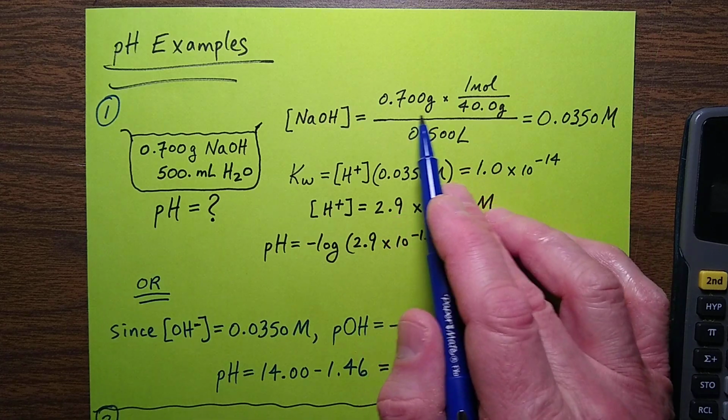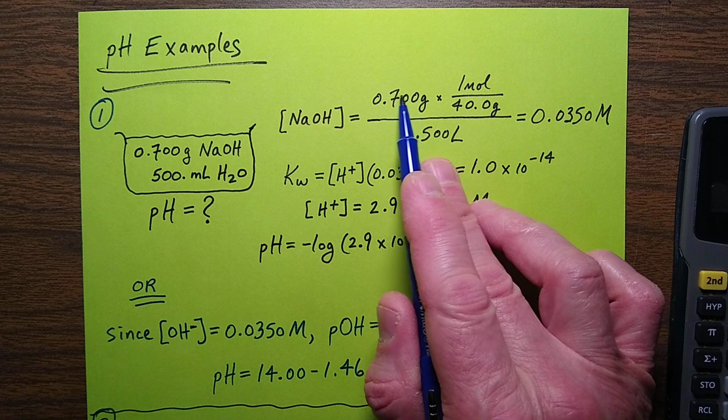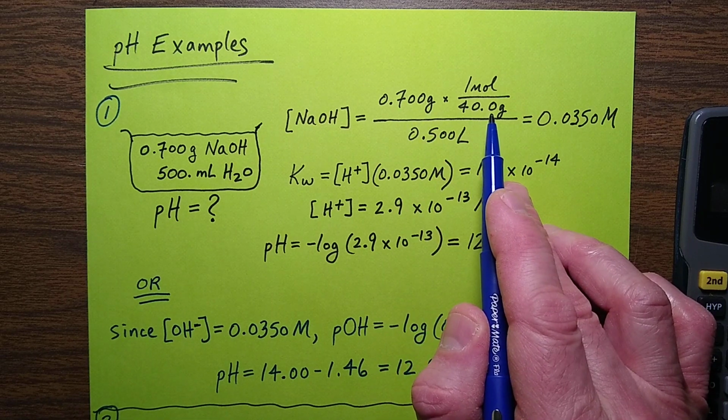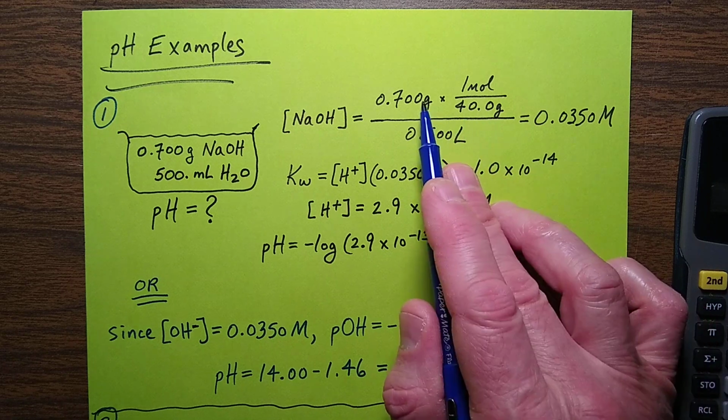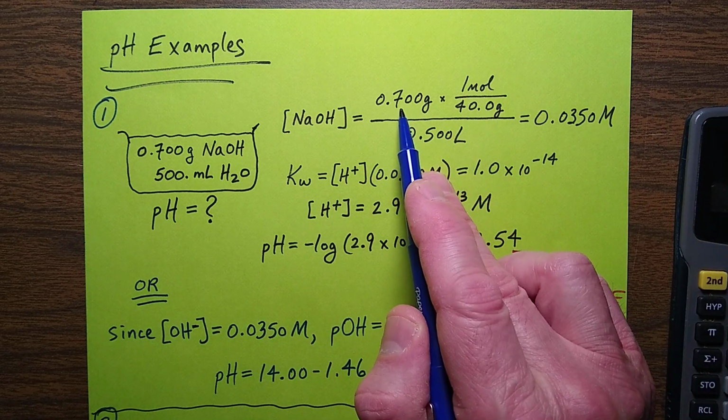So we've done calculations like this a lot. Converting grams to moles is pretty straightforward. You take the mass and divide it by the molar mass. Sodium hydroxide has a molar mass of exactly 40. I did this all in one step. You could do it in more than one step if you wanted to.